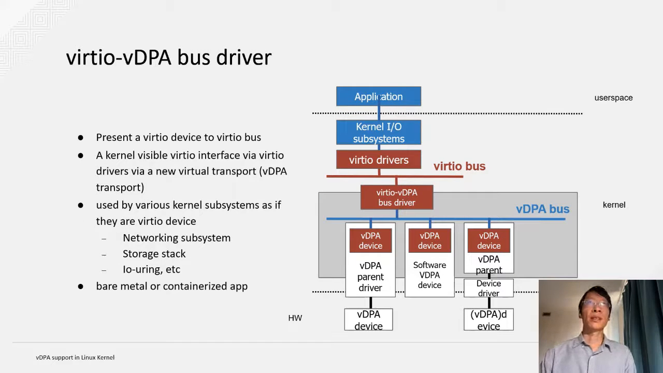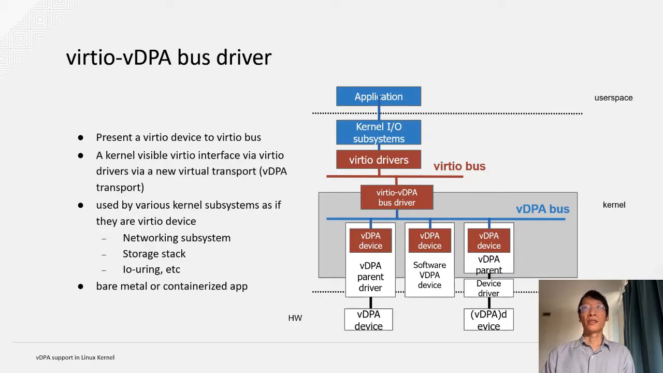The second bus driver we provide is the virtio-VDPA bus driver. Its goal is to present a vhost device to the virtio bus. Then this pseudo or proxy virtio device could be probed by the virtio drivers. So the virtio device will be visible to the kernel I/O subsystems.